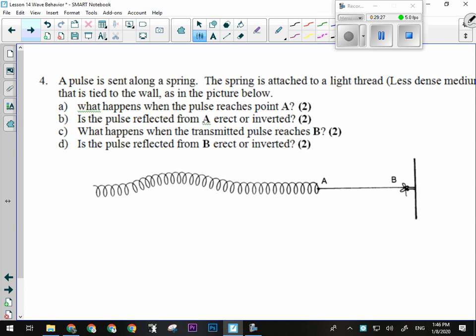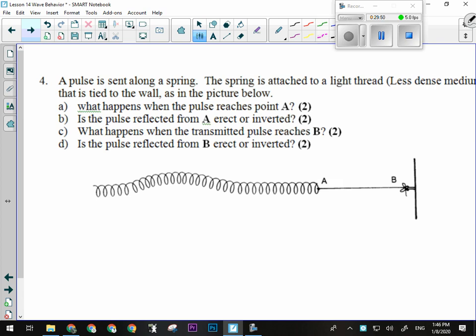So in this situation, I've got this upward pulse traveling in the slinky, and it's going to a light thread. Which is more dense, the spring or the thread? The spring is more dense. All right. So when this pulse gets to A, some of it will be transmitted, and some of it will be reflected. That's all you have to say about what happens at A. Some of it will be reflected, some of it will be transmitted.